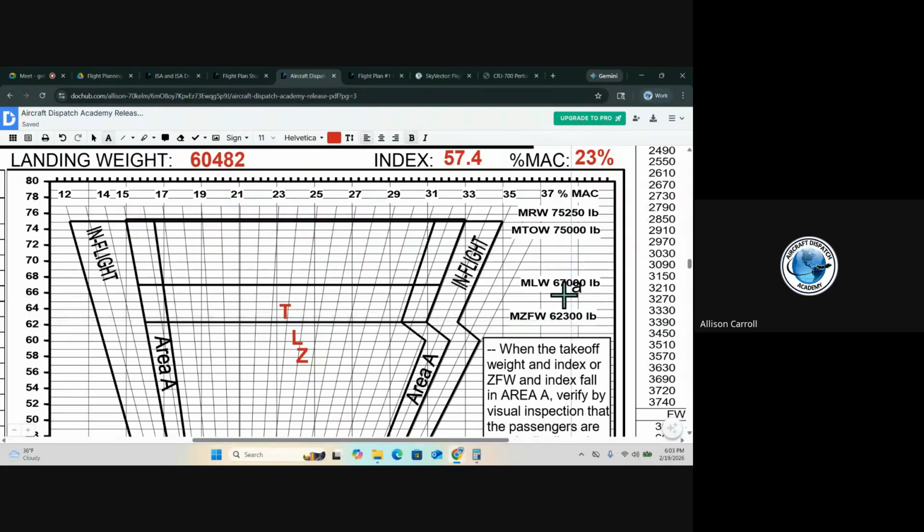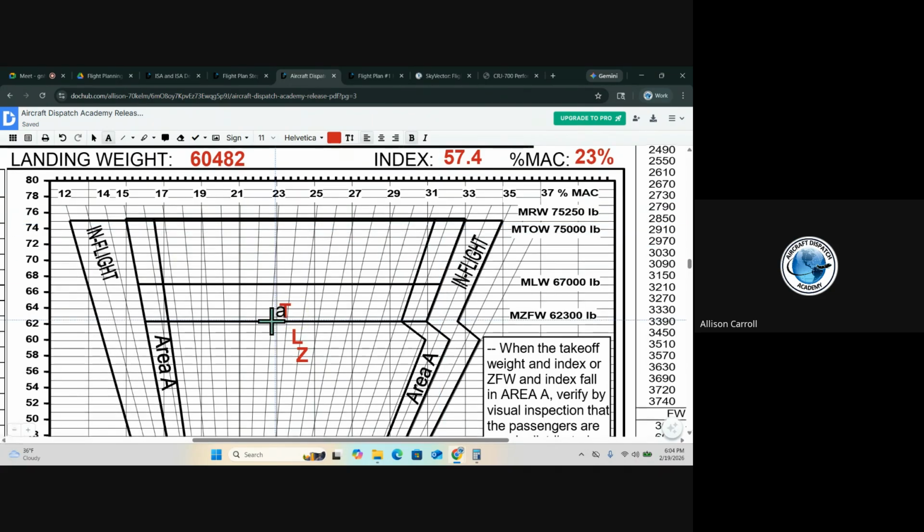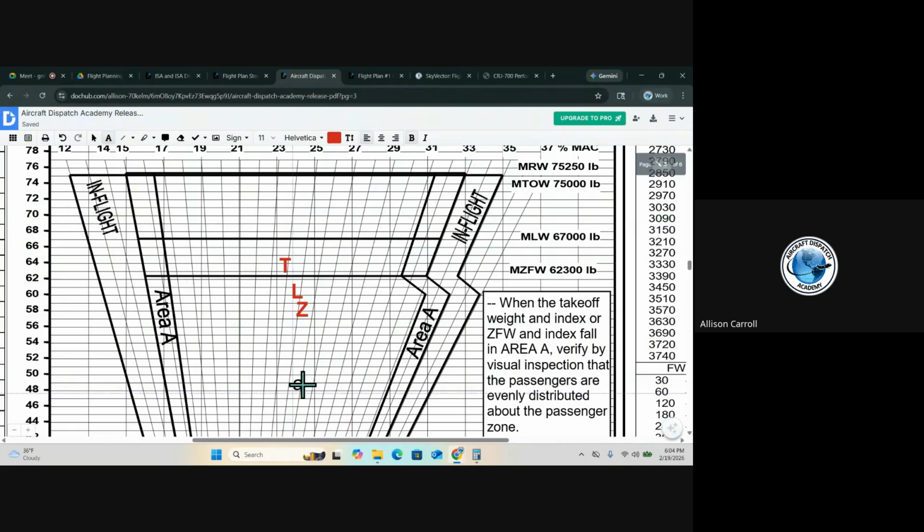This max zero fuel weight line of 62.3, we want to make sure our Z is below this first line right here. The second line, we want to make sure our L is below this line. And then of course, this second to top line, we want to make sure our T is below this line right here. This is why we graph it out, to make sure that we are balanced enough to take off.